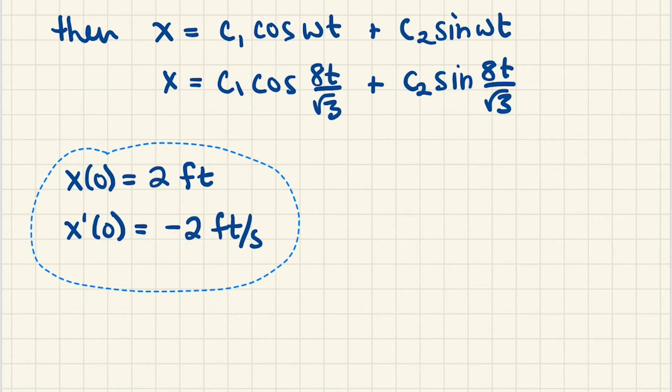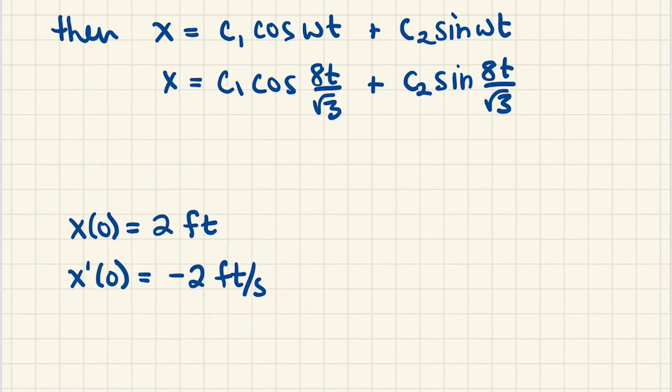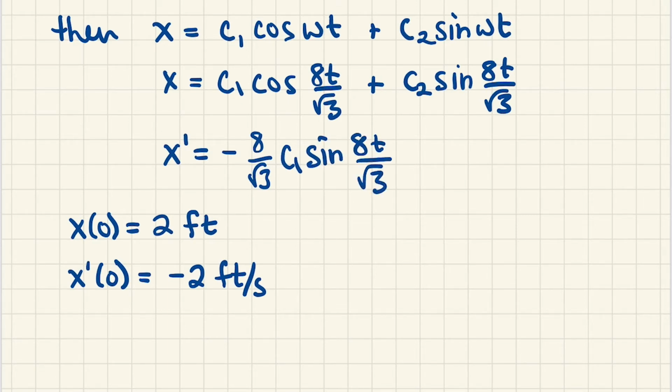Okay, well, we're going to need the first derivative. So why don't we quickly write that down? So the first derivative is -8 over rad 3 c1 sine 8t over rad 3 plus 8 over rad 3 c2 cosine 8t over rad 3. So we're certainly going to need that for our second initial condition, but we don't need it for the first one. Let's plug the first one in.